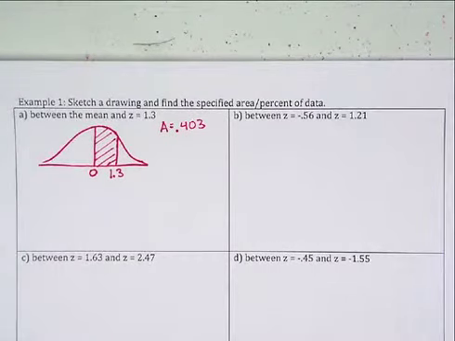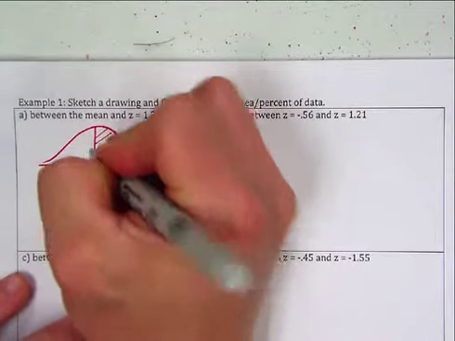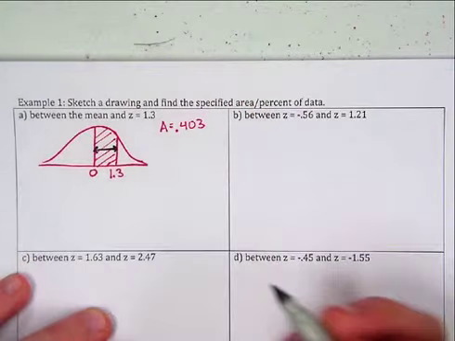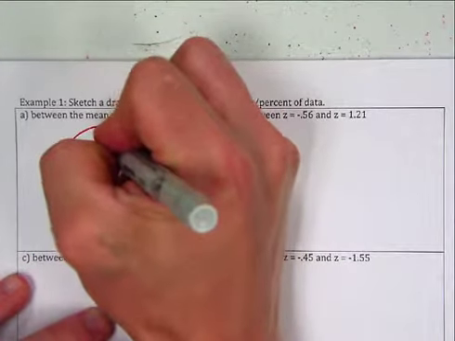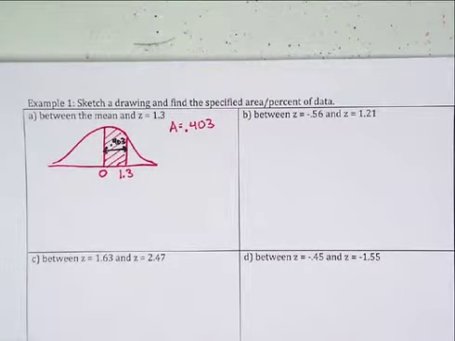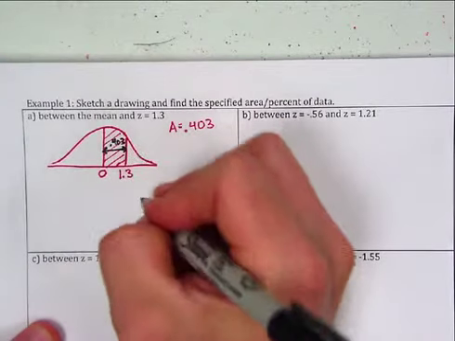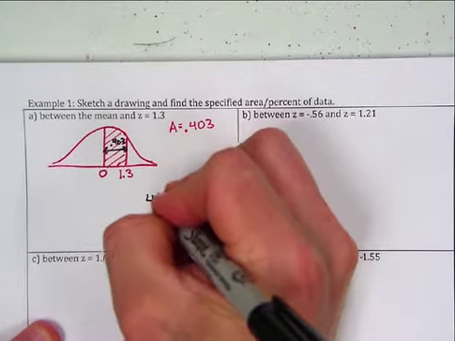And now we're going to analyze kind of what's going on here. Now remember, our table gives us the area from the mean to the z-score, which is 0.403. And in this case, we don't have to do anything extra. So the percent of data here is actually 40.3%.